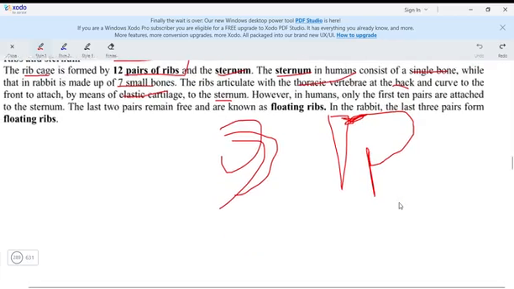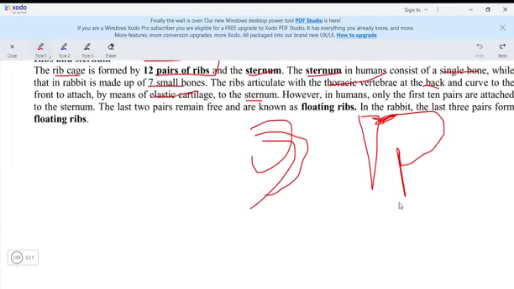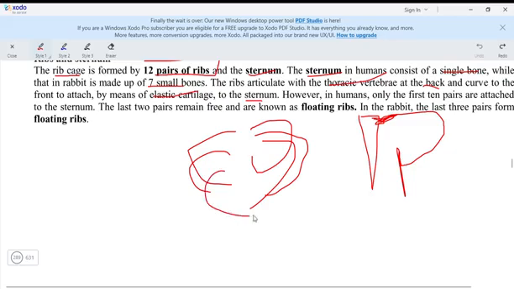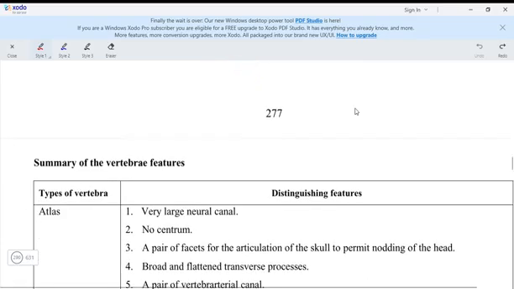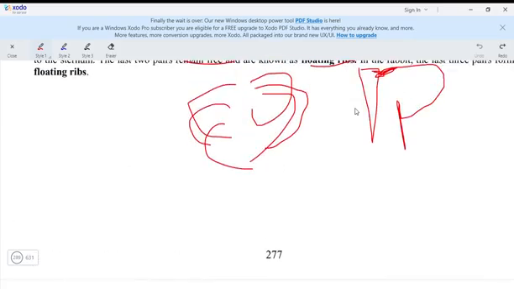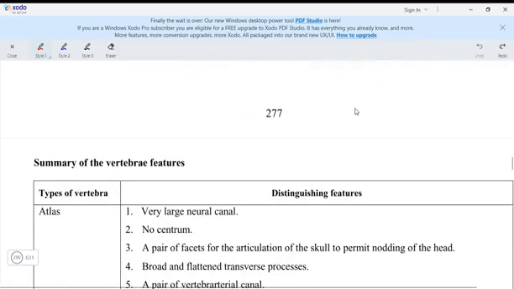However, in humans, only the first 10 pairs are attached to the sternum. That means out of the 12 ribs, only 10 of them are touching the sternum. The last 2 pairs are free, they are not touching the sternum. They are called floating ribs. Out of the first 10, the first 7 ribs are true ribs. The next 3 are false ribs, while the remaining 2 are floating ribs.